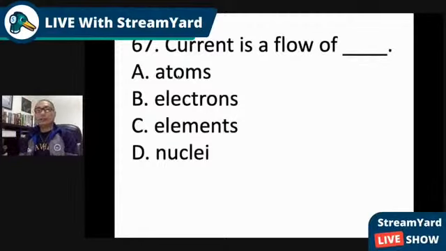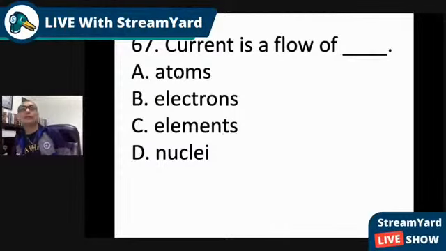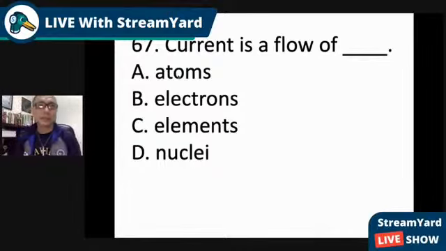67, okay, here. Current is a flow of what? Current is a flow of what? Is it a flow of atoms, electrons, elements, or nuclei? Thank you for your answers. Again, persistent yung mga ano natin, those who follow and join us. So, current is a flow of what? Number 67. Anong flow ba yan? Anong nagpo-flow sa kuryente in a current?